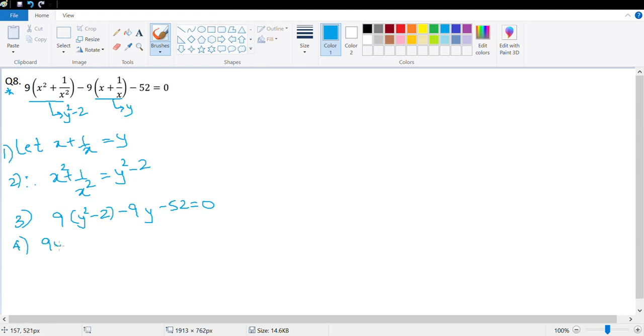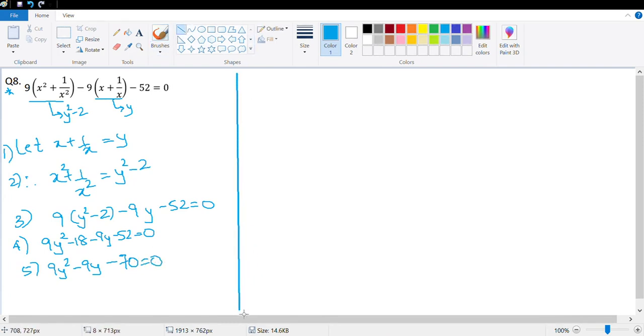What we get is 9y squared minus 18 minus 9y minus 52 is equal to 0. This gives us 9y squared minus 9y minus 70 is equal to 0. Now we have a quadratic equation of the form ax squared plus bx plus c. Let's try and solve it. Let's see if we can split the middle term.